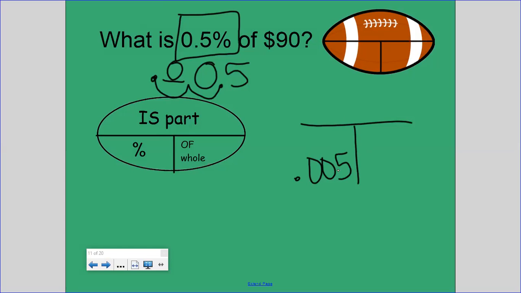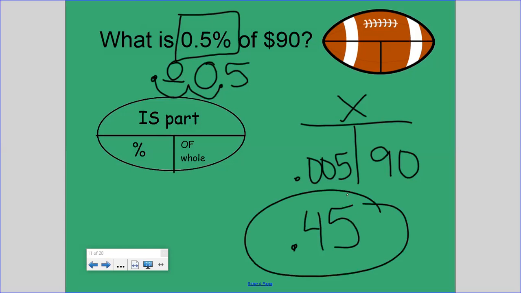And of 90 goes here. Still looking for that is, that part, that little piece. So you guessed it, they're next to each other. So we do 0.005 times 90. And the answer is 0.45. So if you're thinking about it in terms of money, what is 0.5% of $90? And the answer would be 45 cents.